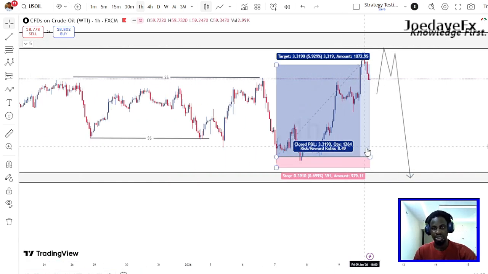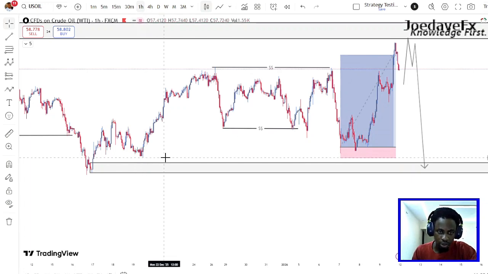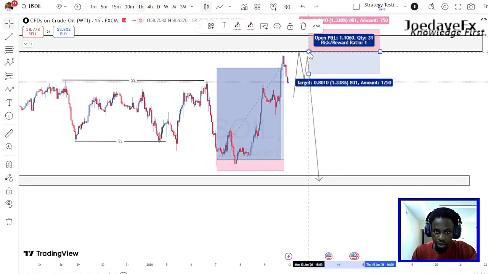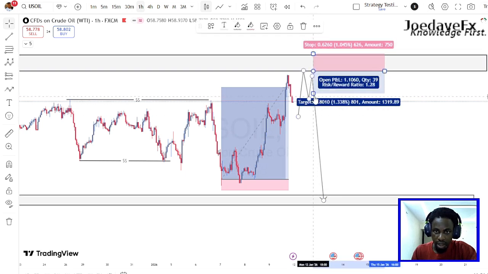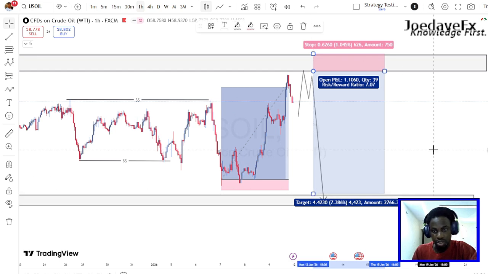So I can delete this one so it just remains neat, but I'm going to leave this one here. Price is going to come out, take out this one here, the lows that are gathering here, and tap into this zone. So from this area here we are going to be shorting. We have entry there, stop loss somewhere around here, and my target all the way down here, which is going to be a risk reward of 1 to 7 on this trade.